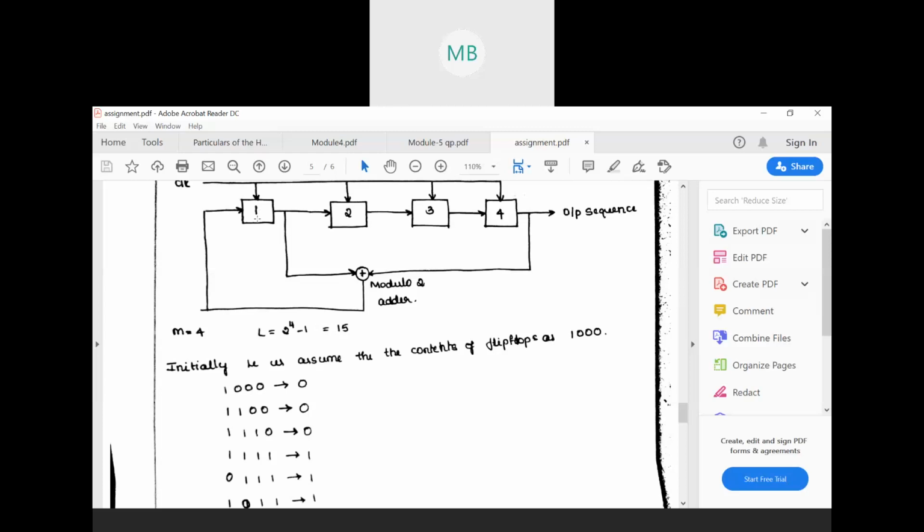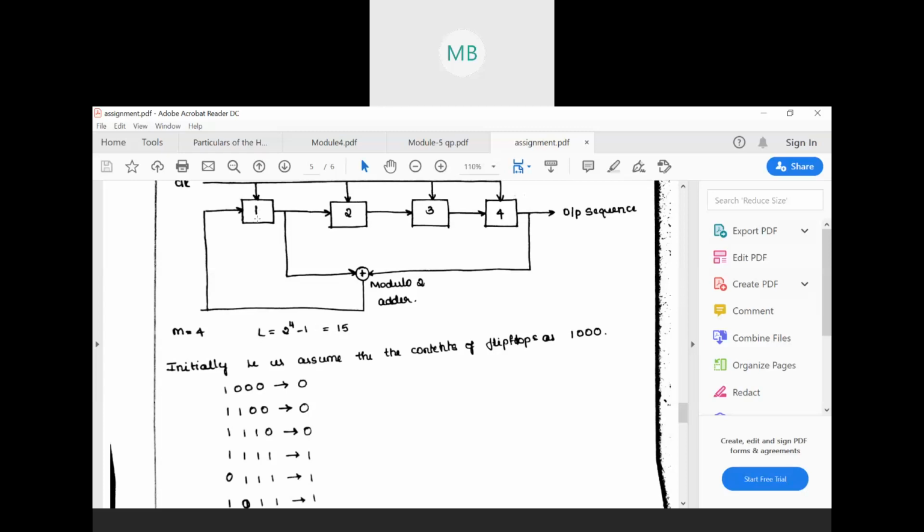It is 1 now. The content of the second flip-flop is the previous content of the first flip-flop, so it is 1. Similarly, the third flip-flop value is 0, and the fourth flip-flop value is 0. So this is the new content. With this 1100, what will be the output now? Output is 0. Next, again, one more clock pulse.